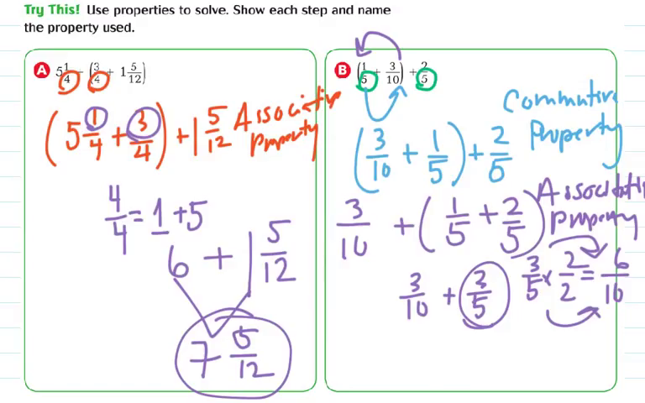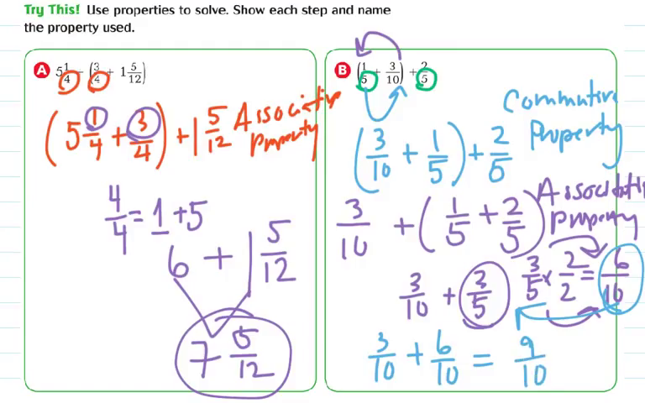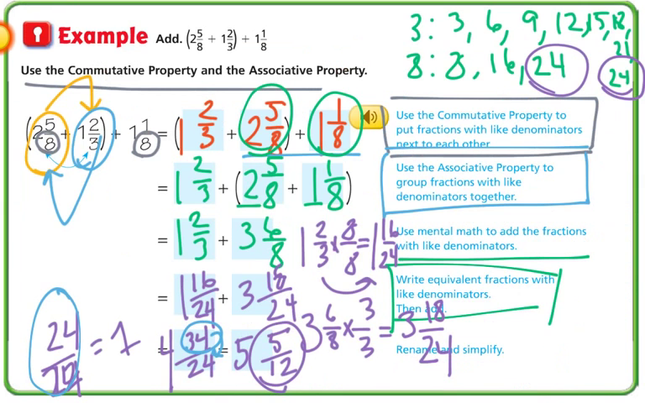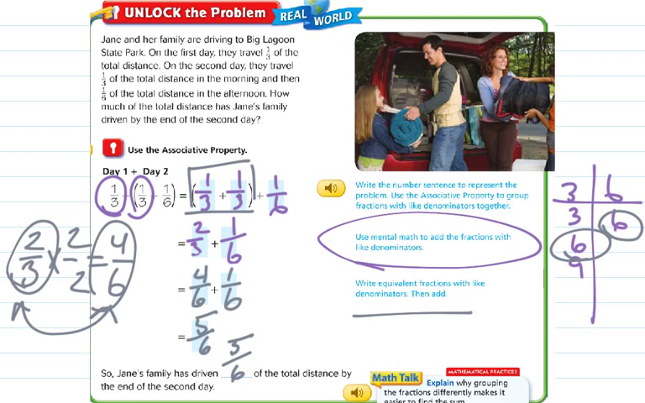So the equivalent fraction, 6/10, is equal to 3/5. And now we're going to add 3/10 plus 6/10, and we're going to get 9/10. So we use properties of mental math to help us expedite the process for adding fractions with unlike denominators. We definitely cut down on a couple steps here too.